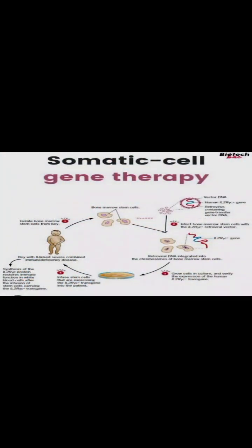In this slide, we see the procedure: how a gene is introduced in a somatic cell. First of all, we isolate the stem cell from bone marrow. After isolation, we introduce the vector gene in the bone marrow cell, then grow these stem cells with the therapeutic gene in culture, and then verify the expression. After getting a satisfactory response from the expression of the therapeutic gene in the stem cell, we transgene it into the patient's body.